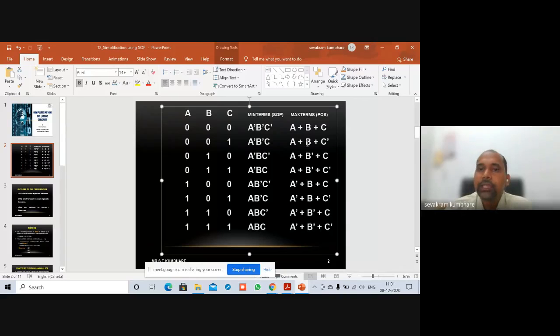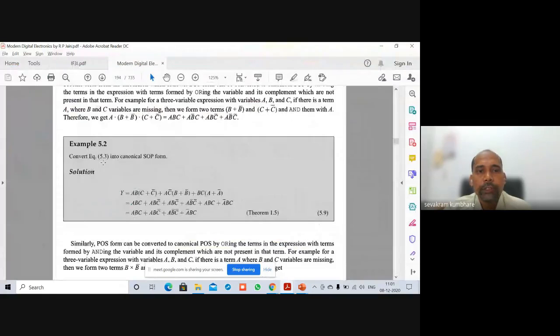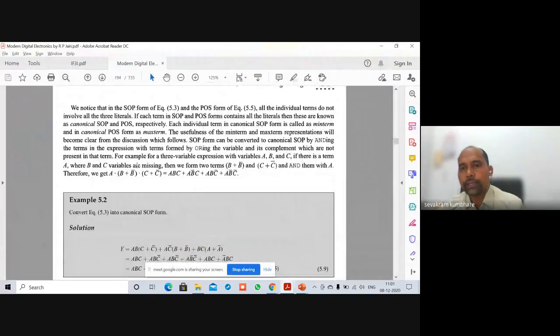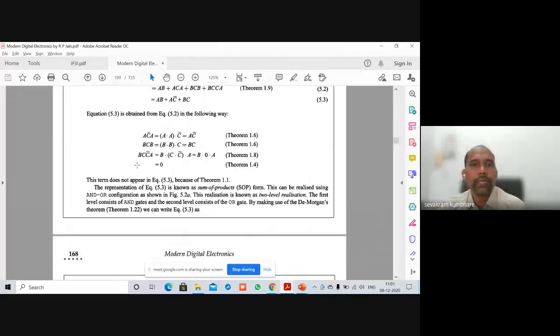If you are using these min terms or max terms, then you can write it in canonical form, either sum of product or product of sum. So the question is, here equation 5.3 is given: AB plus AC bar plus BC. We need to write this in canonical sum of product form, SOP form.